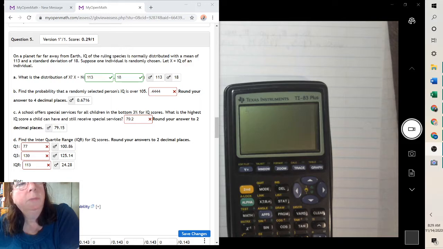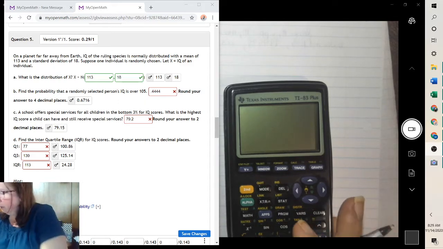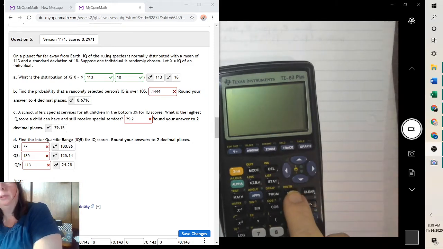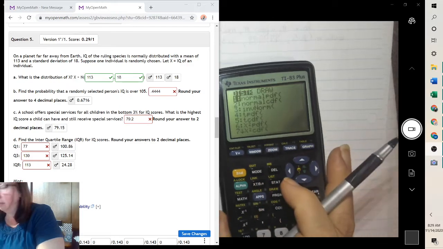So if we look at this problem, they give us the mean of 113 and the standard deviation of 18, and we're choosing one individual. When they're only choosing one, your distribution is your mean and your standard deviation. The probability that a randomly selected person's IQ is over 105 then, when you want to find probability, that's under second, distribution, and it's normal CDF.